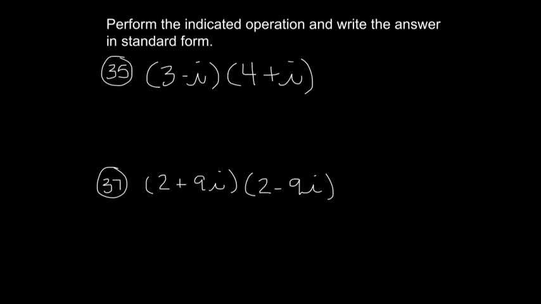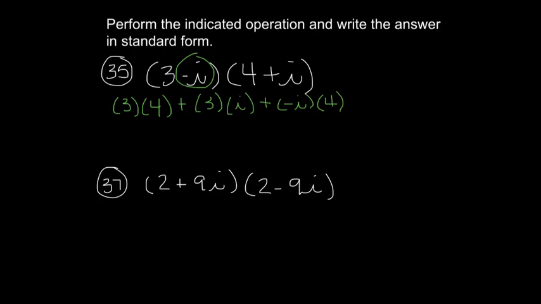We have more with the distribution. Again, you have to pay very close attention to the signs. I'll take the 3 times 4. Then I'll take the 3 times the plus i. So I'll have 3 times i. Next, I'll be distributing the negative i. I have to make sure that I bring that negative. So plus negative i, or the opposite of i, times 4. And then I have to take that opposite of i to positive i. So that will be plus negative i times i.